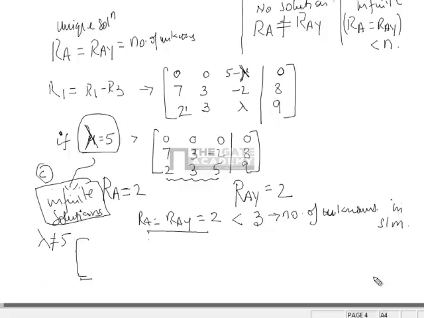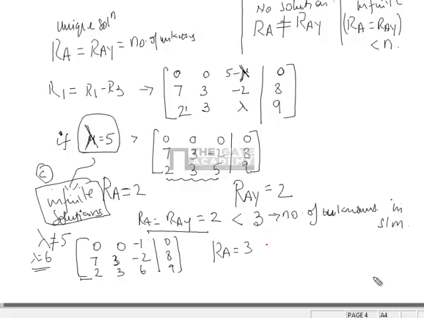Say lambda is not equal to 5, for example lambda equal to 6. Lambda is any other value than 5. Say lambda is 6. What will happen? 0, 0, minus 1, 7, 3, minus 2, 2, 3, 6, 0, 8, 9. What is rank of A? Rank of A is now 3.